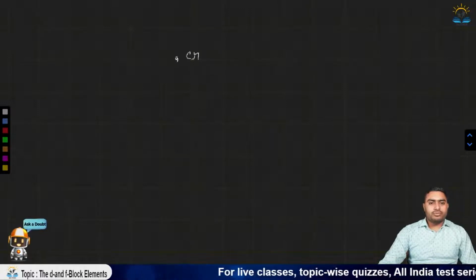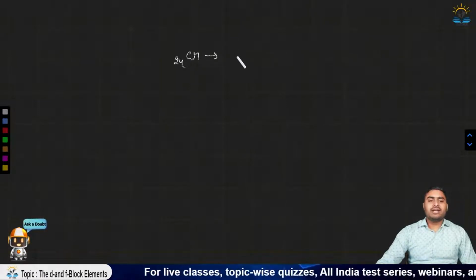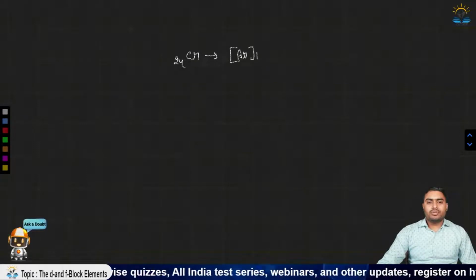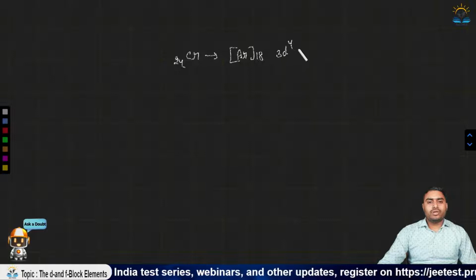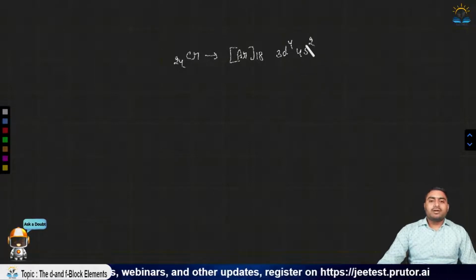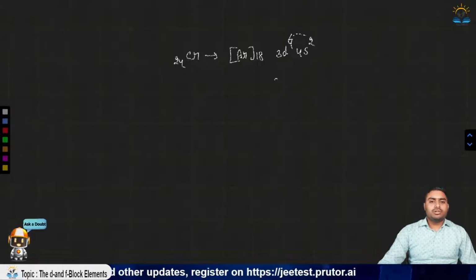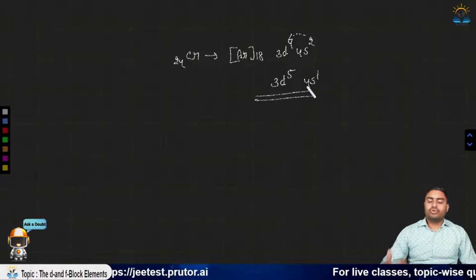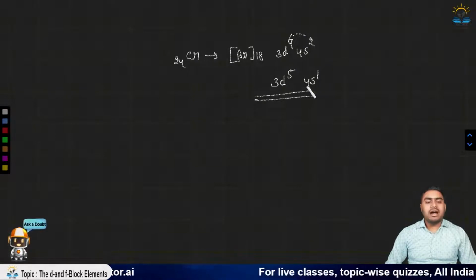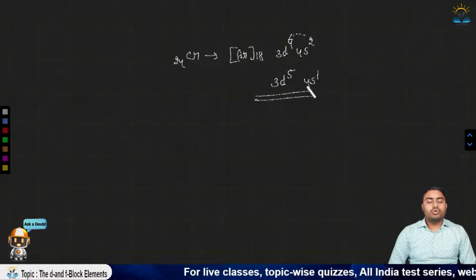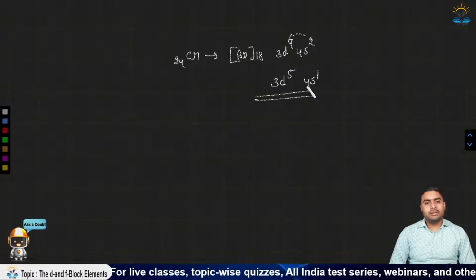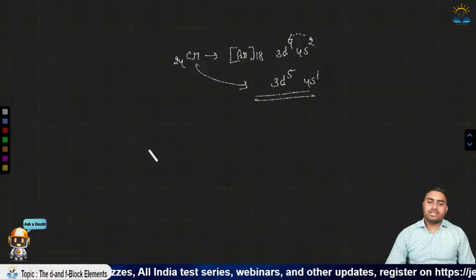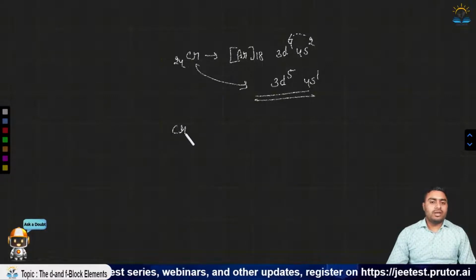Chromium atomic number is 24. Whenever we write the electronic configuration of chromium, it should be argon 18, 3d4 4s2. But one electron gets transferred here because the d orbital becomes half filled, and half filled electronic configuration is more stable as compared to partially filled or incompletely filled. So the stable electronic configuration of chromium is 3d5 4s1, and similarly for copper, which is 29.